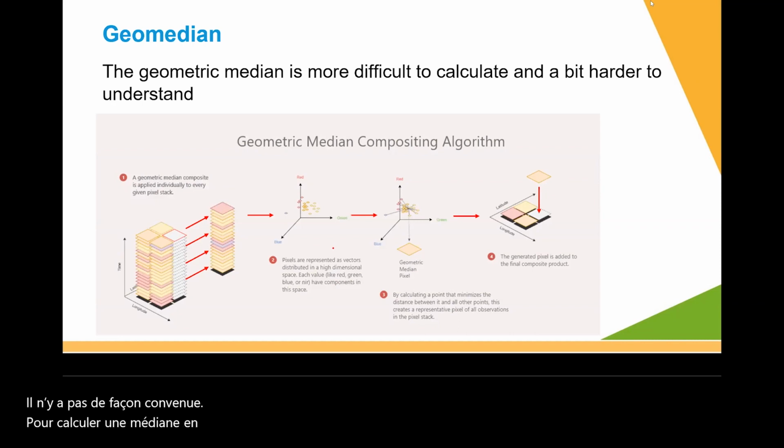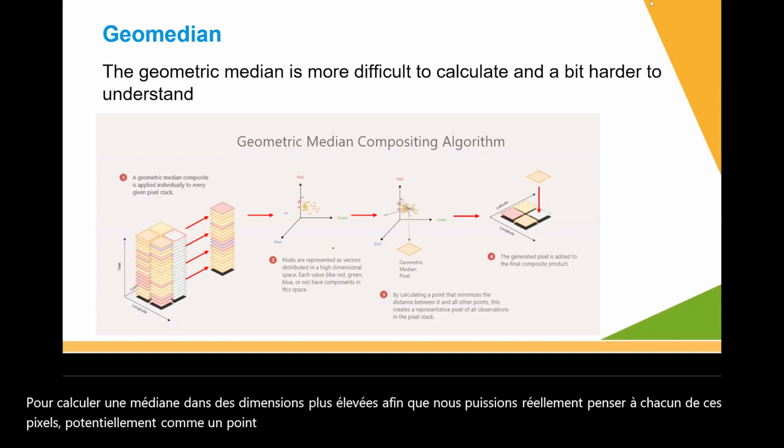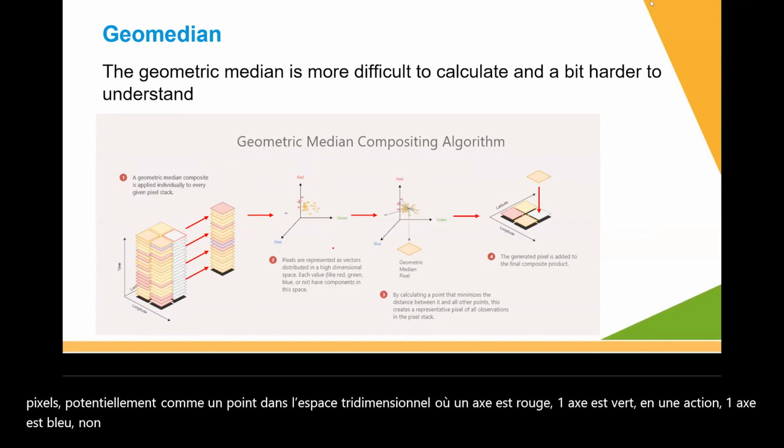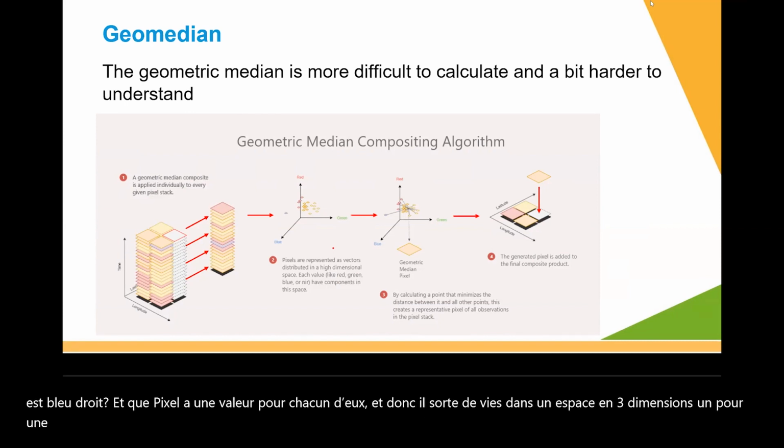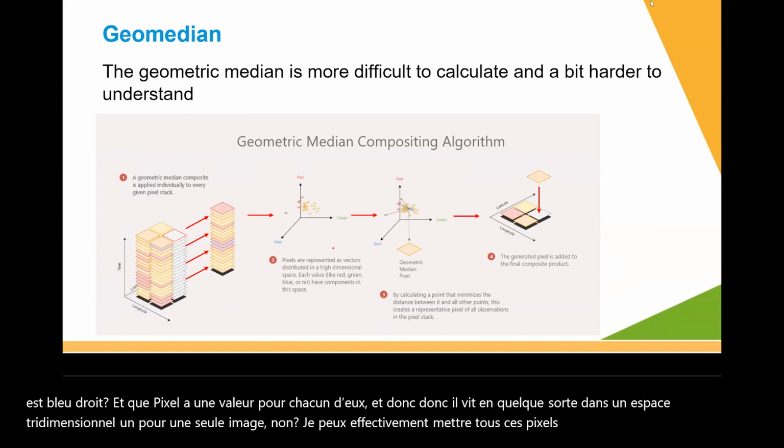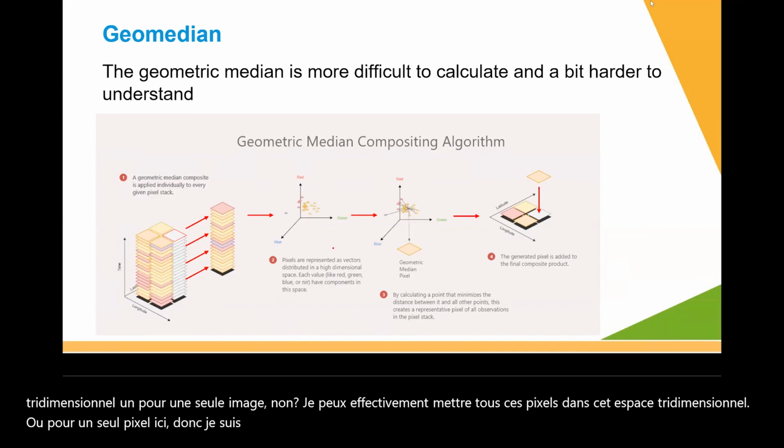So we can actually think of each one of these pixels potentially as a point in 3-dimensional space, where one axis is red, one axis is green, and one axis is blue, right? And that pixel has a value for each one of those, and so therefore it kind of lives in a 3-dimensional space. And for a single image, I can actually put all these pixels in this 3-dimensional space. So I'm actually going through a similar process to the previous one.